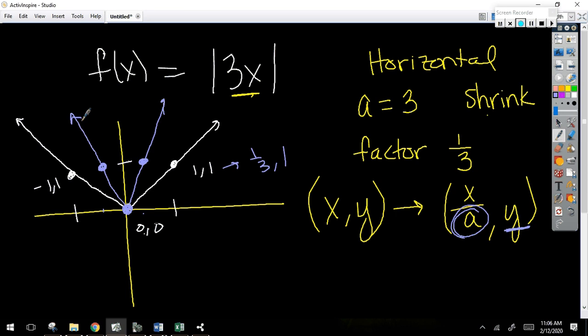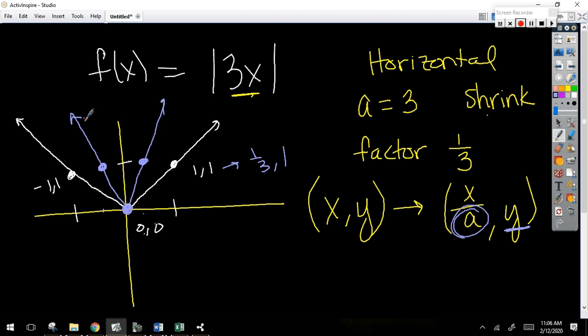Did it do what we thought it would do? Yes, it shrunk in. It got skinnier. Does that make sense? Yep. I've tried to go super, super slow. No, you did. All right, let's do another.